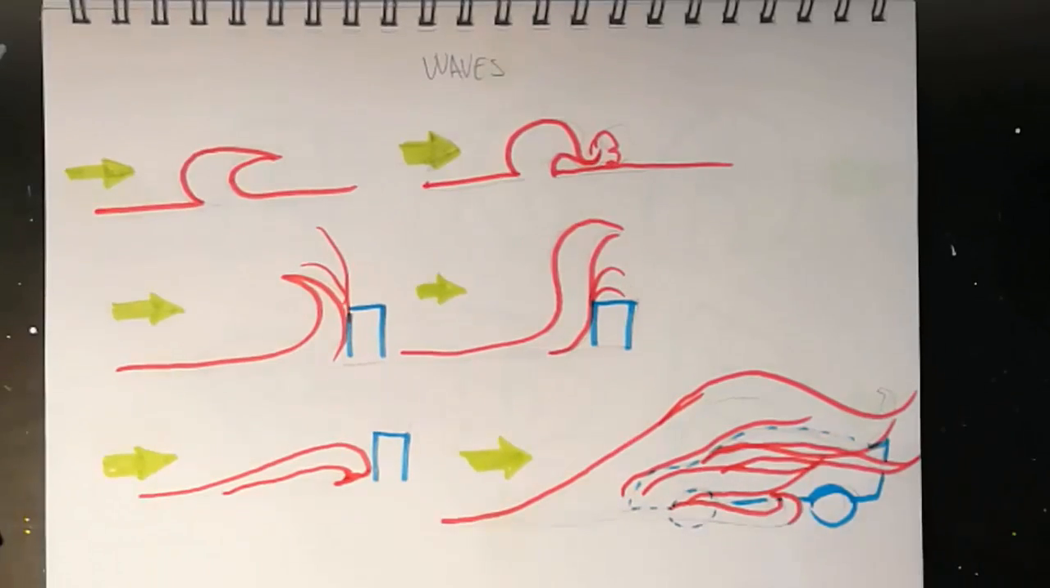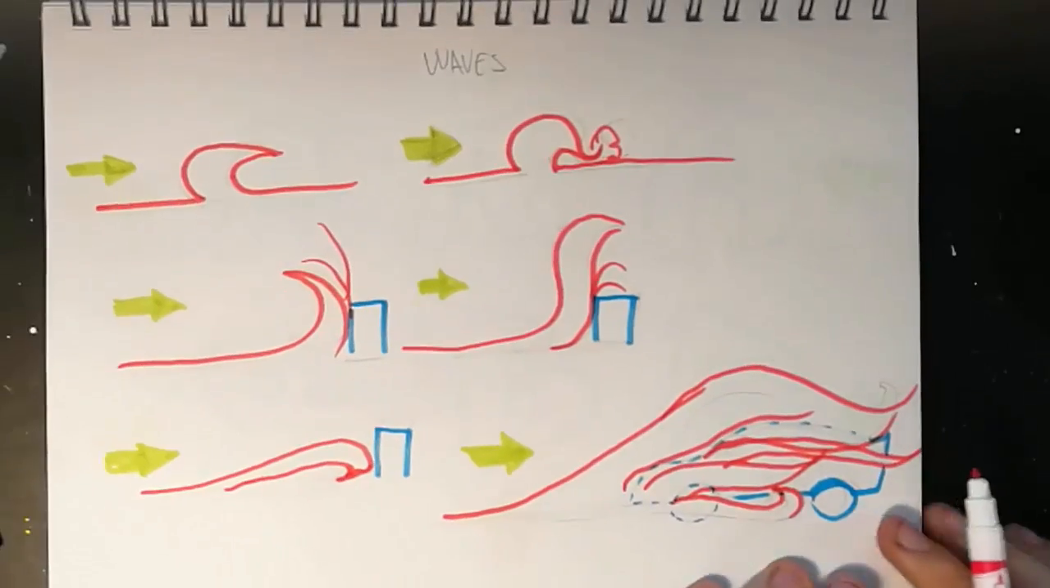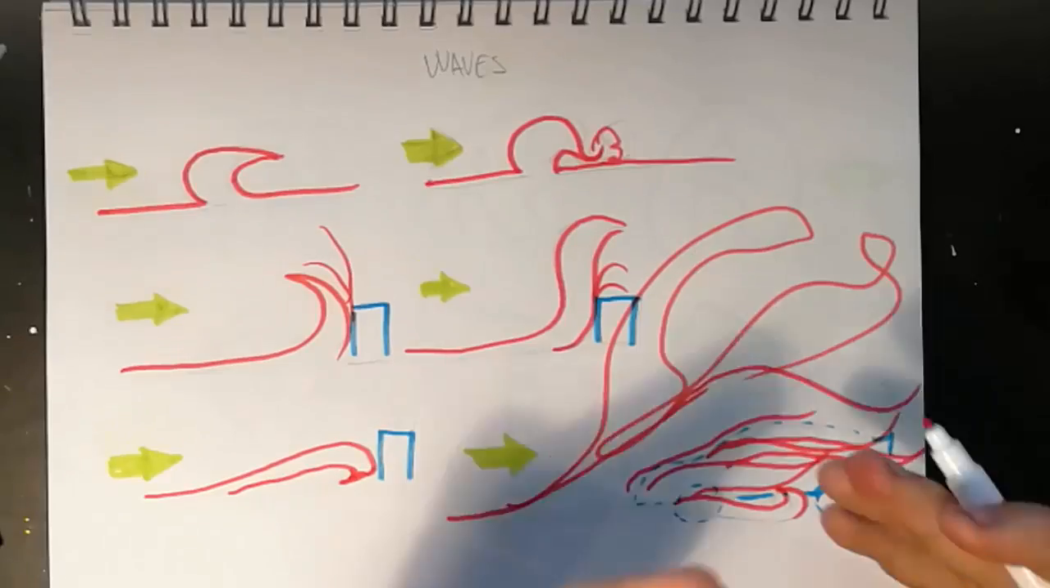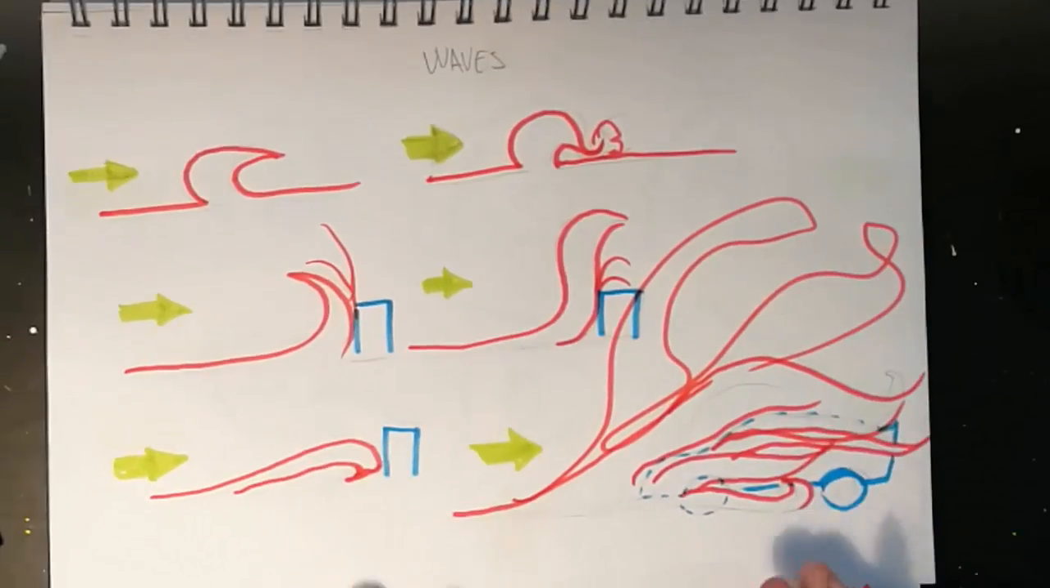It would swoosh over it, but it would swoosh over it in a way related to the car, so it would not go like this.